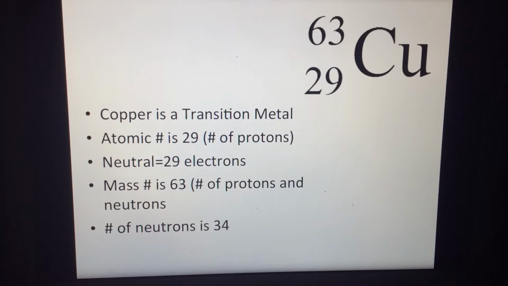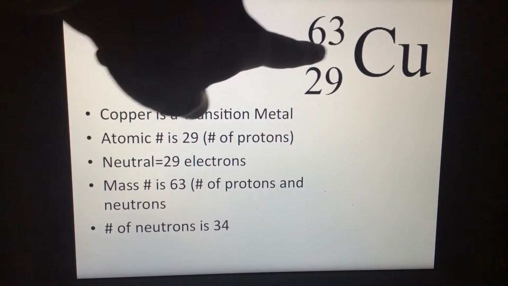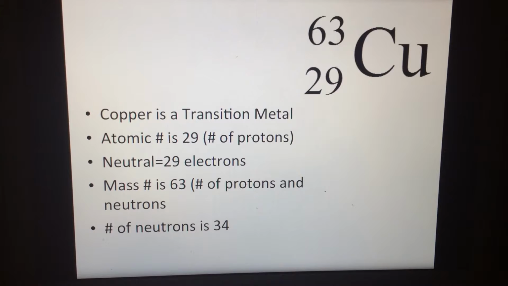Copper's atomic number is 29. This is the amount of protons that are in its nucleus. This number is depicted in the lower left corner of copper's symbol, Cu. The number of protons in a particular atom never changes, or the entire element would change. Since this is a neutral atom, it also has 29 electrons.